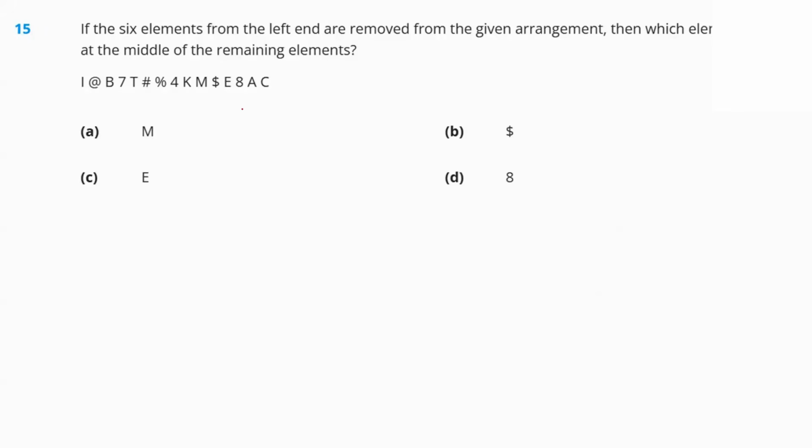If the 6 elements from the left end of the given arrangement are removed, okay, 6 elements removed, 1, 2, 3, 4, 5, and 6 from the left is removed. This is the one which is left with us. Which element would be in the middle of the remaining elements then? Cross 2 from this side, cross 2 from this side, 2 more from this side, 2 more from this side. What is left in the center? Dollar. So option B, dollar is the answer.